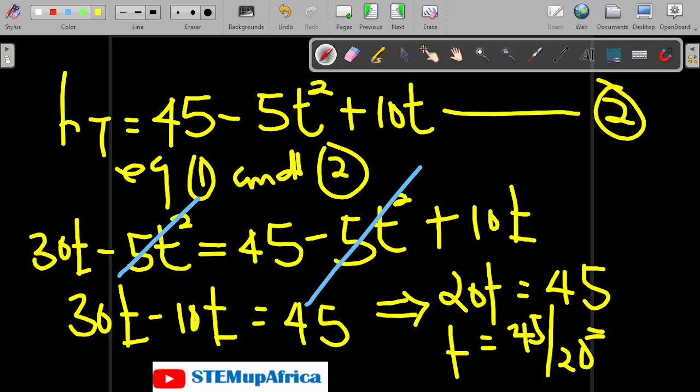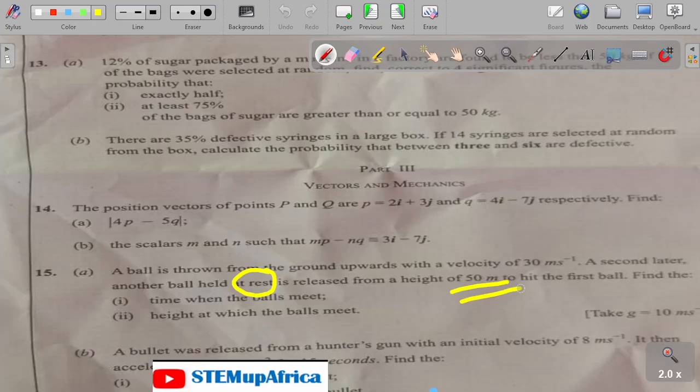So what are we having if we divide that? 45 divided by 20 will give us 2.25 seconds. So let's see what the question says. You calculate the time when the balls meet. So they meet at 2.25 seconds.